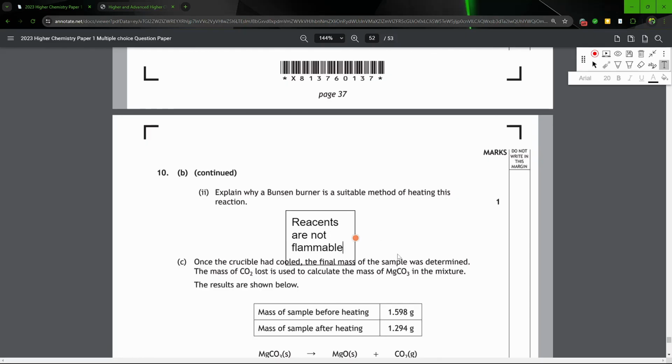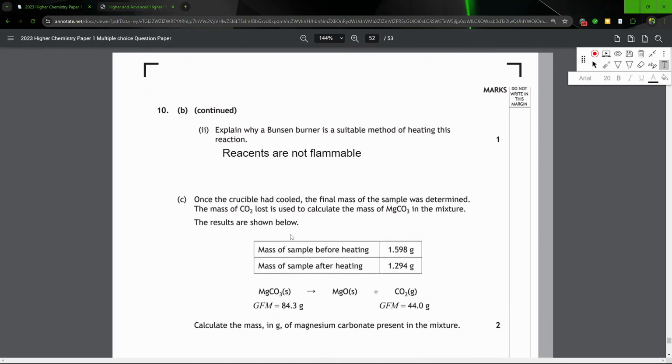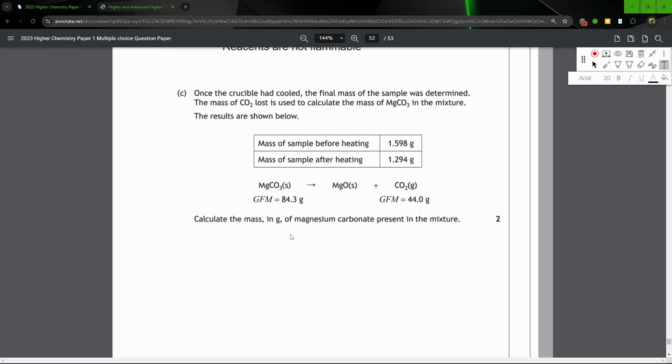Because you'd use a water bath to heat stuff up if available. Like, if you want to heat up wood, for some reason, you might want to use a water bath instead, because otherwise it could catch fire if you use a Bunsen burner. Once a crucible has cooled, the final mass of the sample is determined. The mass of CO2 lost is used to calculate the mass of MgCO3 in the mixture. Calculate the mass in grams of magnesium carbonate present in the mixture.